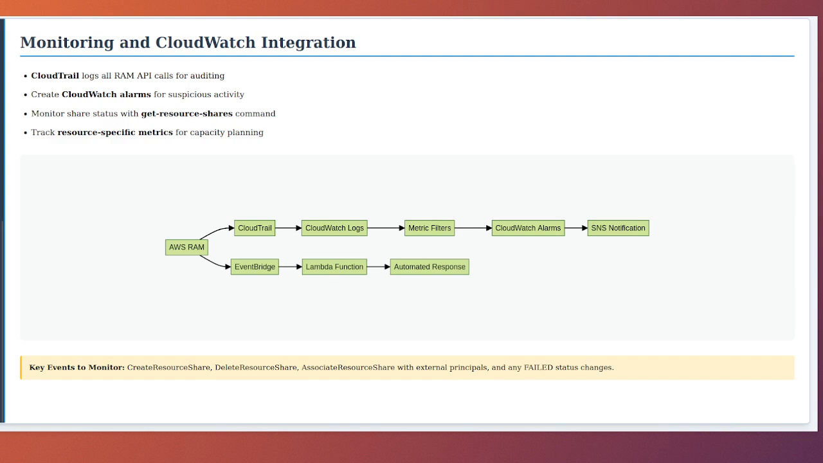The diagram on the slide shows the monitoring architecture. CloudTrail captures API events and sends them to CloudWatch Logs. You can create metric filters to extract specific events and create alarms. EventBridge can also capture RAM events and trigger automated responses like Lambda functions for notification or remediation.